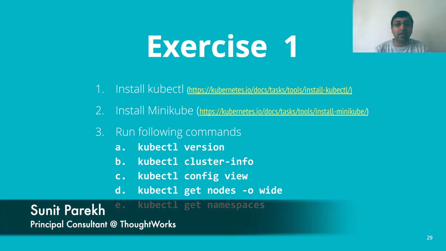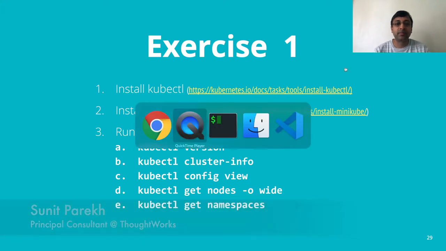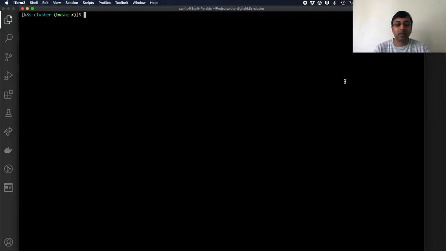In this first exercise, let's look at installing Minikube on our local machine. I'm using a MacBook for my local machine. On a MacBook, you have an option to install using brew. So if I do brew install kubectl and minikube, it'll install your required software on your machine.